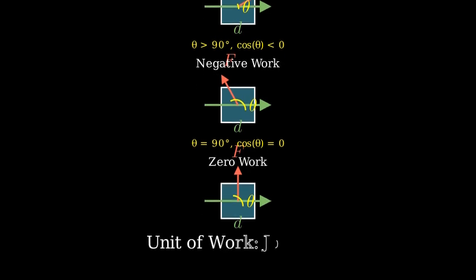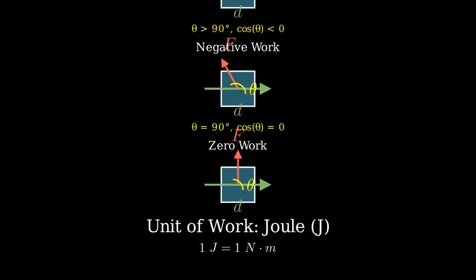The standard unit for work in the International System of Units, SI, is the joule, abbreviated as J. 1 joule is defined as the amount of work done when a force of 1 Newton displaces an object by 1 meter in the direction of the force.